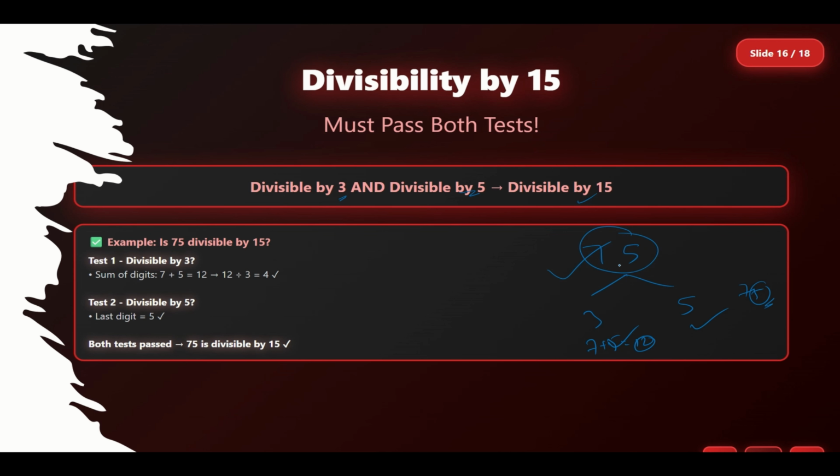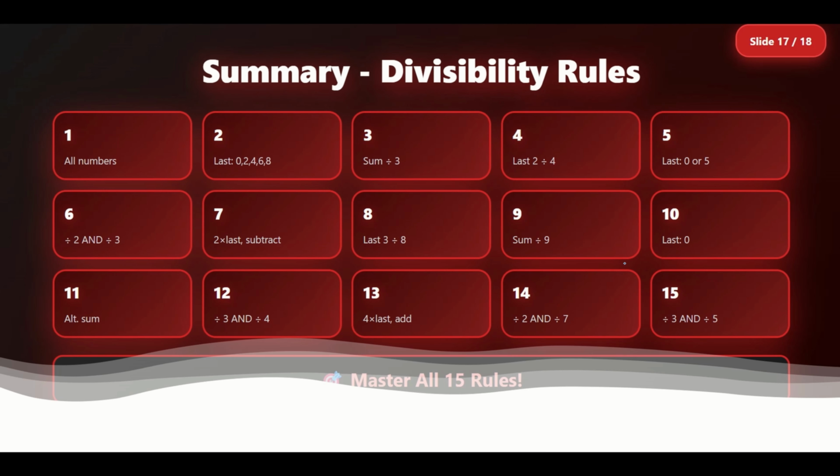And that's it. We have covered all 15 rules. Wow! Look at what we just accomplished. Let me quickly recap all 15 rules for you.